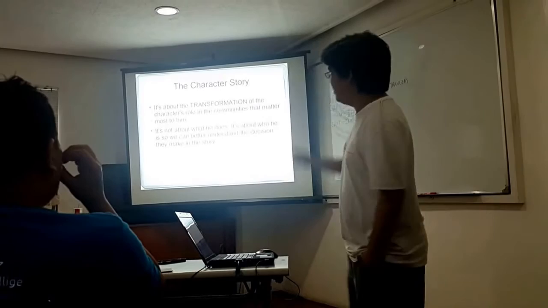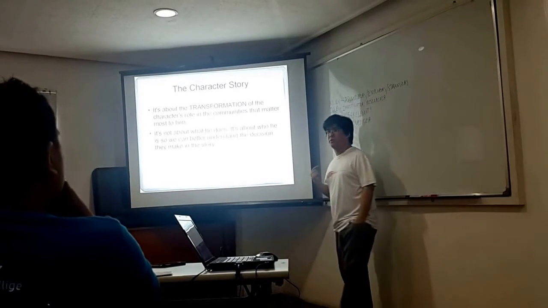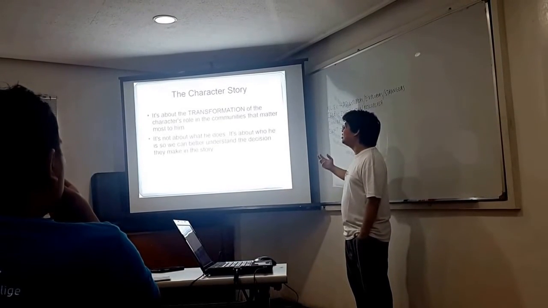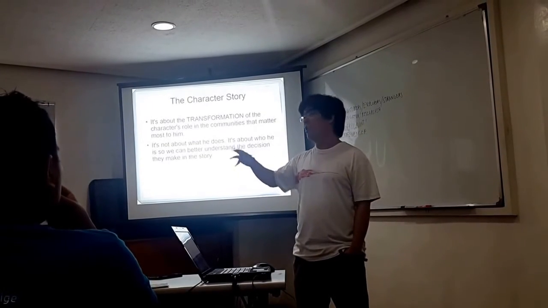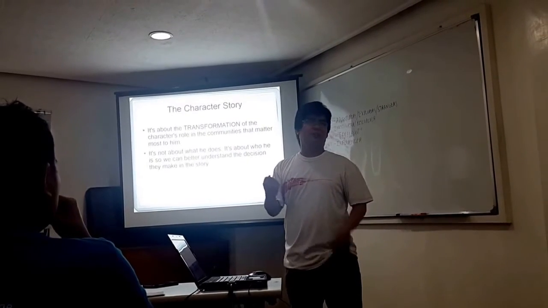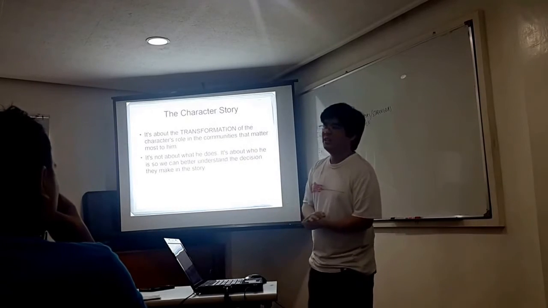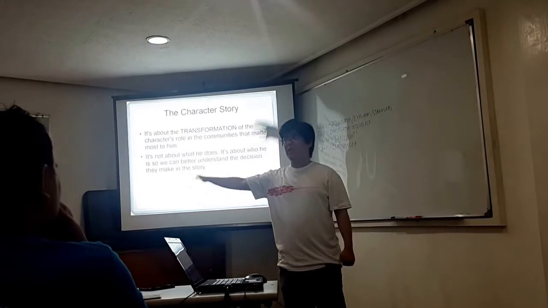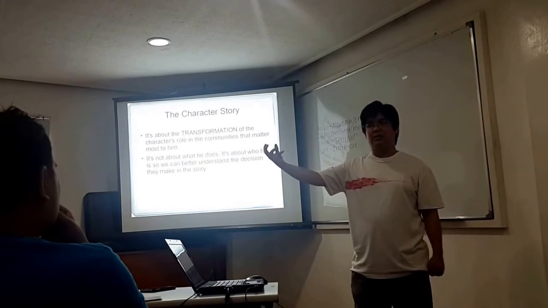Okay? So, in other words, it's about the transformation the character goes through and the things that matter most to him. It's not about what he does. It's about who he is, so we can better understand the decisions they made along the way. Now, in an event story, we're trying to stop the bad guy, or save the princess, or stop the global event from happening. It's about what he does. It's about how his actions save the world. In a character story, it's not about that. It's about the decisions he made and how he got there.